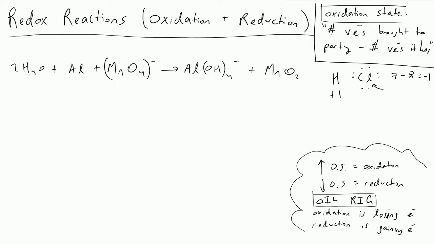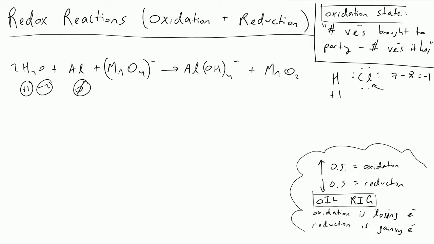And so the first thing we're going to make a note of, if we were to draw the Lewis dot diagrams for all of these molecules, is these oxidation states. And so the first thing we're going to do is recognize that the oxygen in water will have an oxidation state of -2. The 2 protons, to keep the charge of the overall molecule 0, will have an oxidation state of +1. The aluminum, because it is in its elemental form, is going to have an oxidation state of 0.